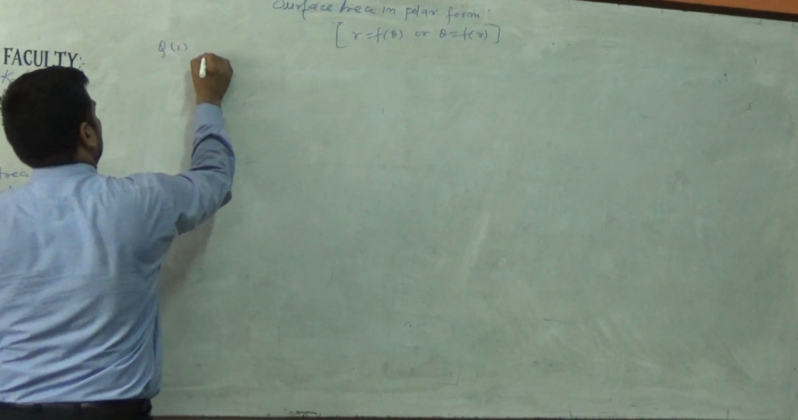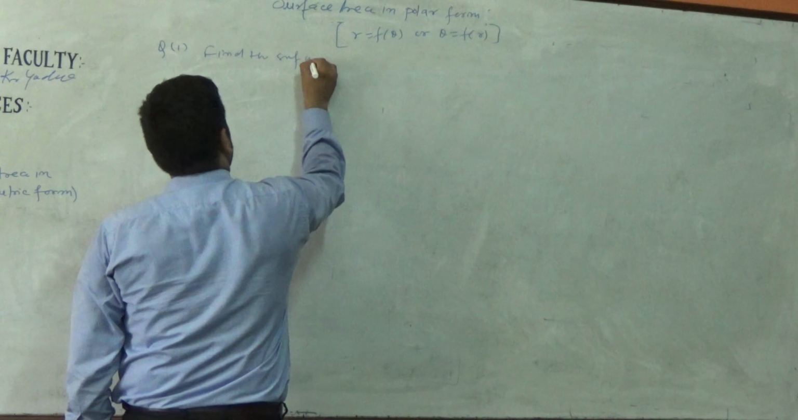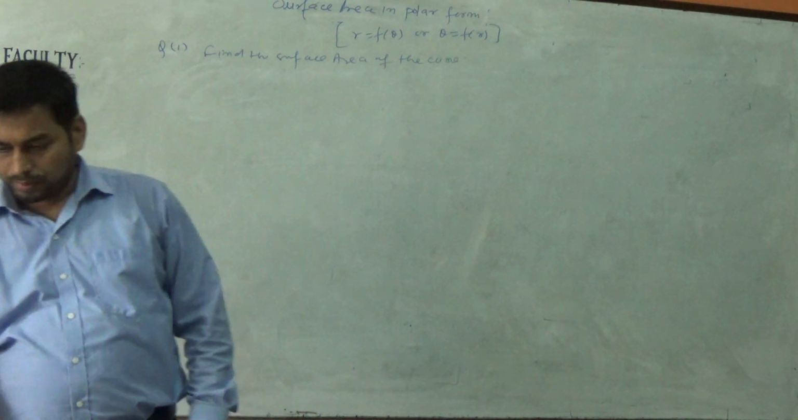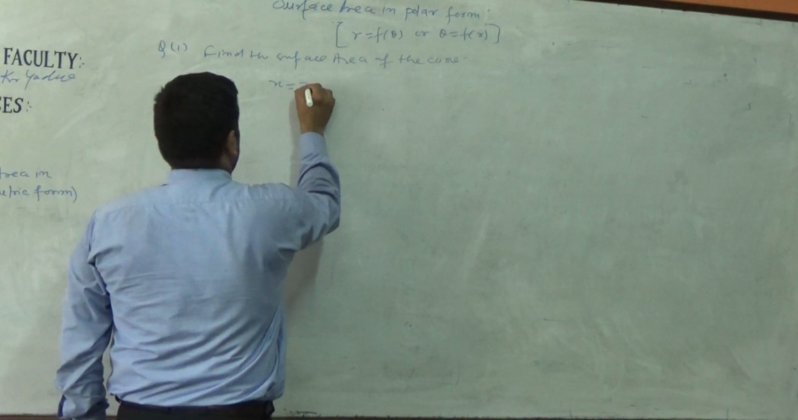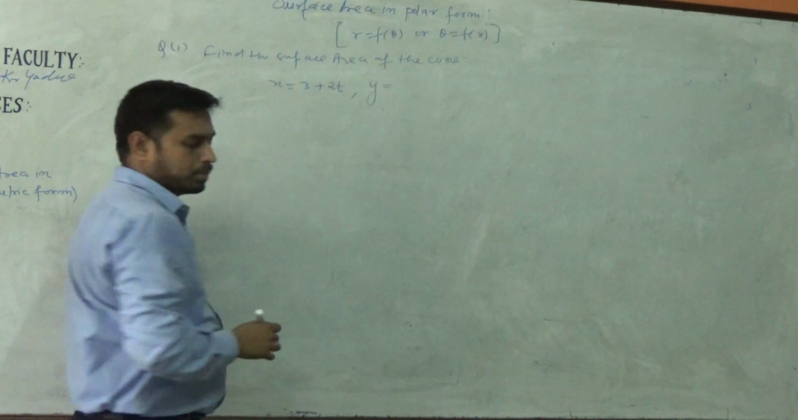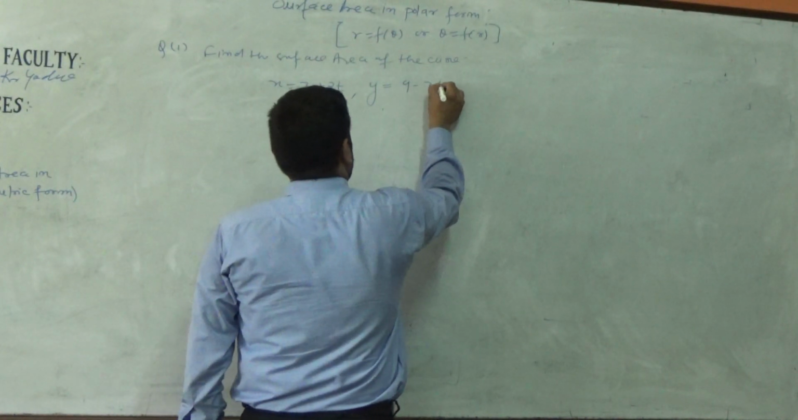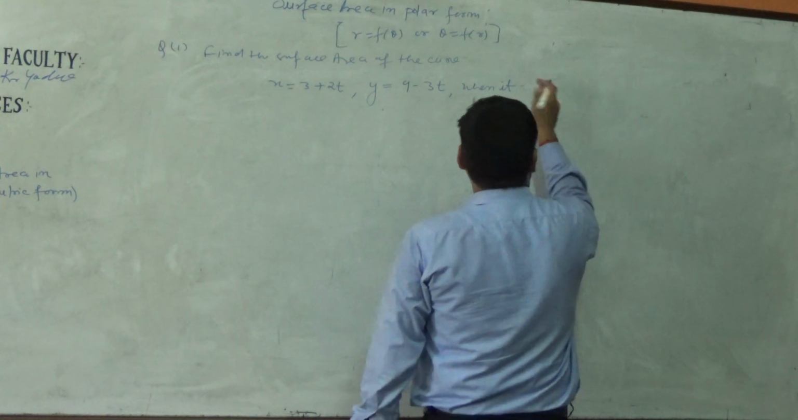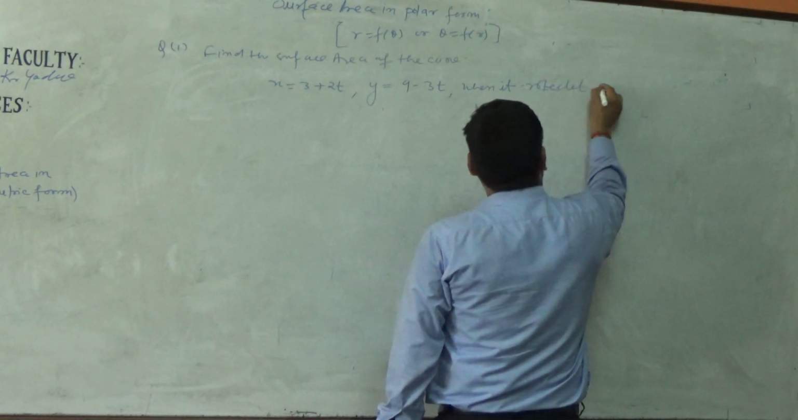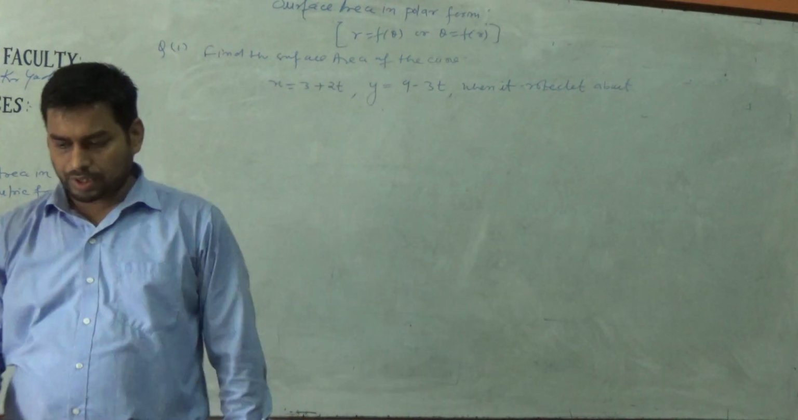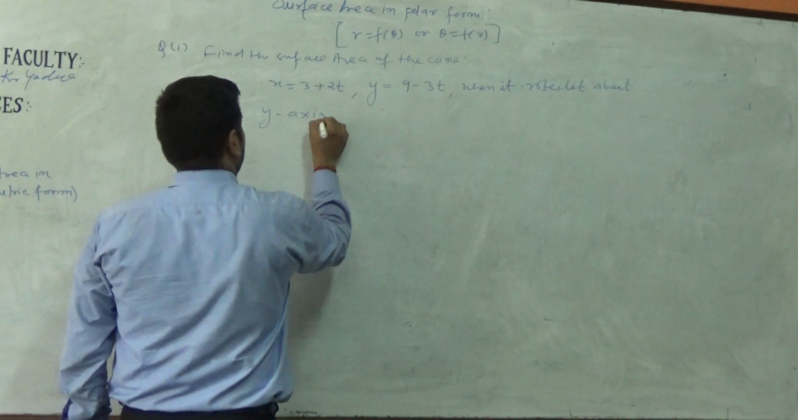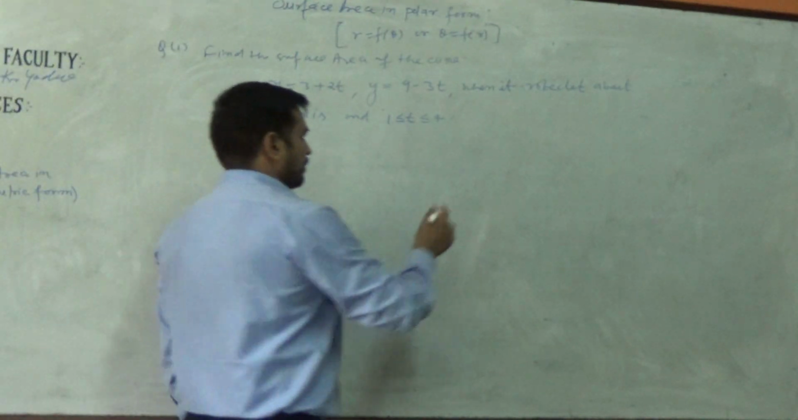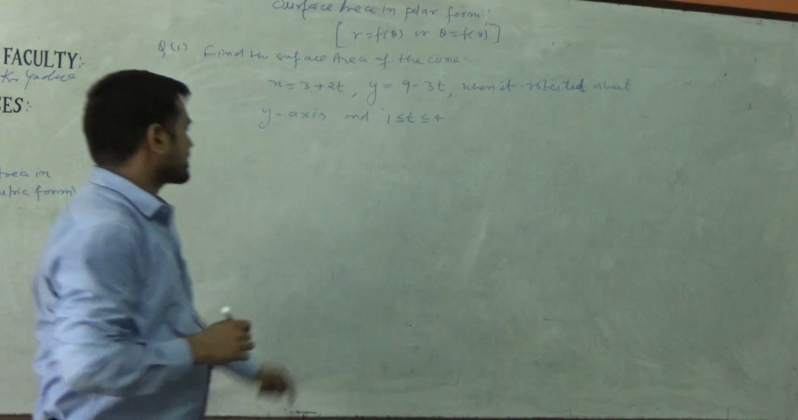Now we take question first. Find the surface area of the curve x equal to 3 plus 2t, y equal to 9 minus 3t, when it is rotated about the y-axis, and t is between 1 and 4.